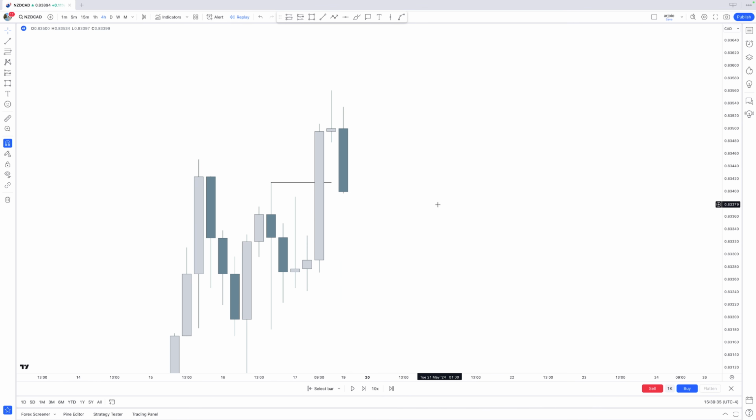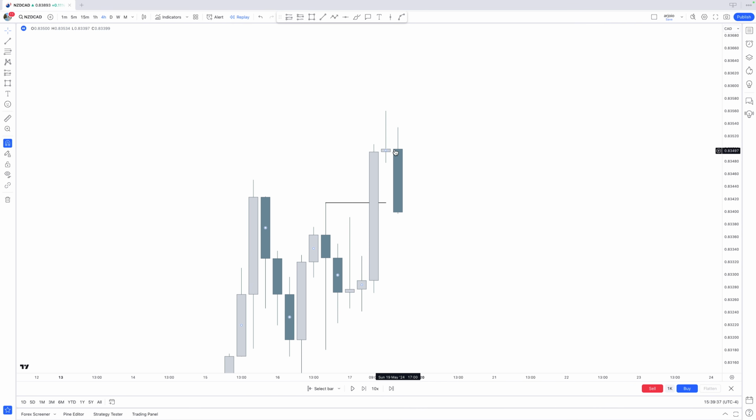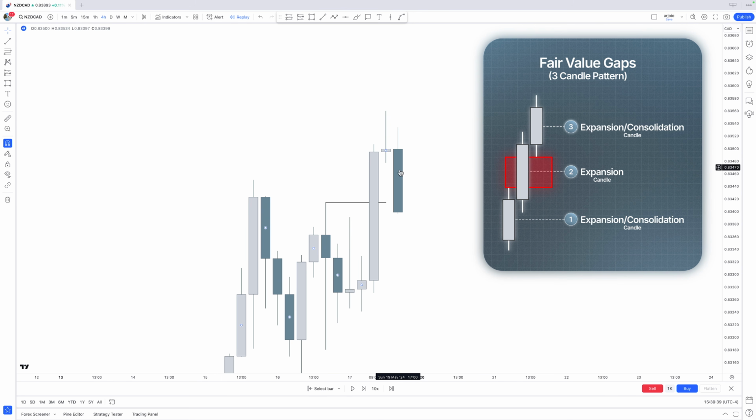What does that mean? Well, at this moment in time, we have this bearish expansion phase candle lower, which is the second candle of the 3-candle pattern of a fair value gap. Right? It's always a 3-candle pattern. First candle does not matter. Second candle is always an expansion phase candle, meaning the body is below, in this case, a bearish fair value gap, below the first candle low right there.